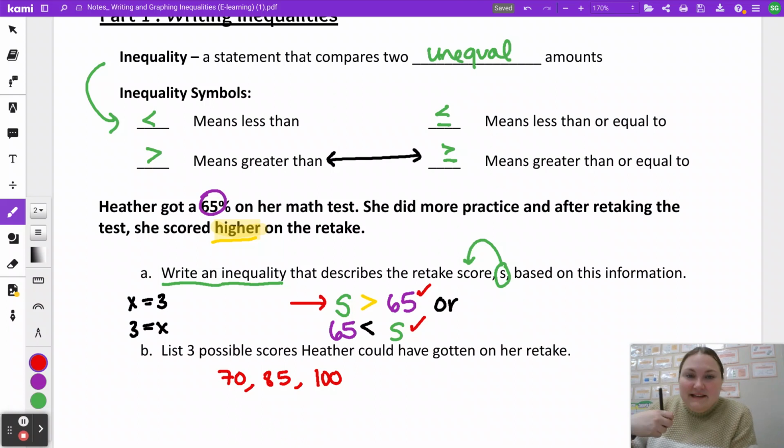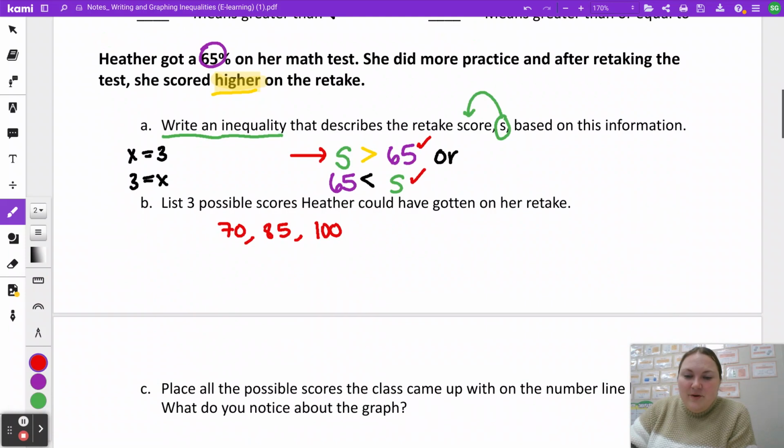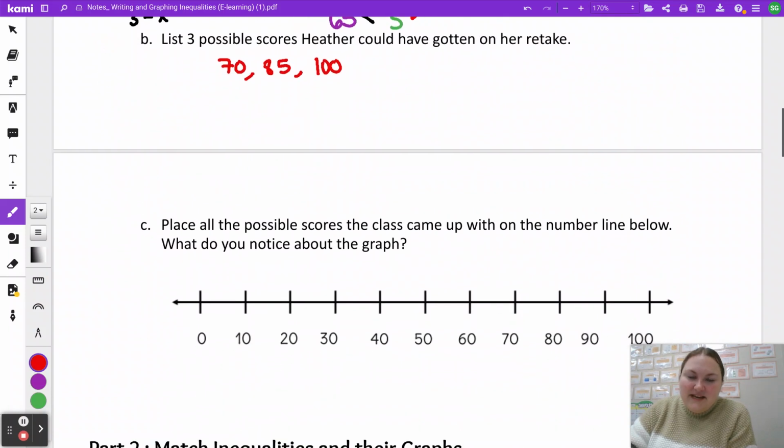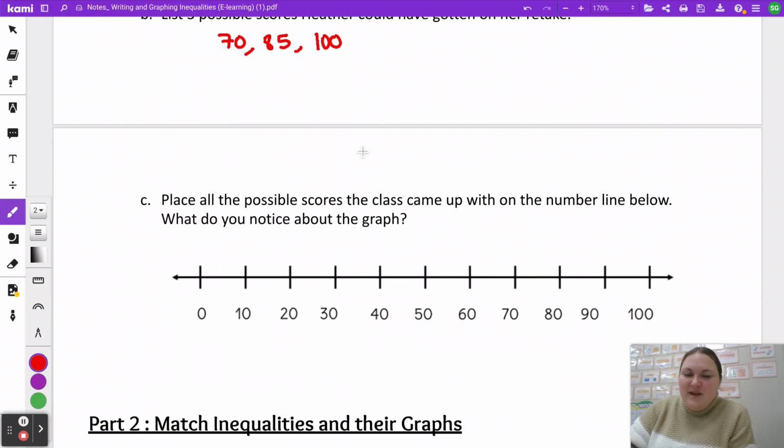When I do this in class, there's more people in the room than just me. And so what I have us do, instead of listing them all out, is I start to record them on a number line here. So for example, if maybe you said 70, we could mark a point right here at the number 70. That's a possible score she got. Or if you said 85, I know 85 would be right here in the middle of 80 and 90. Or if you said 100, that's easy. That's here at the end.